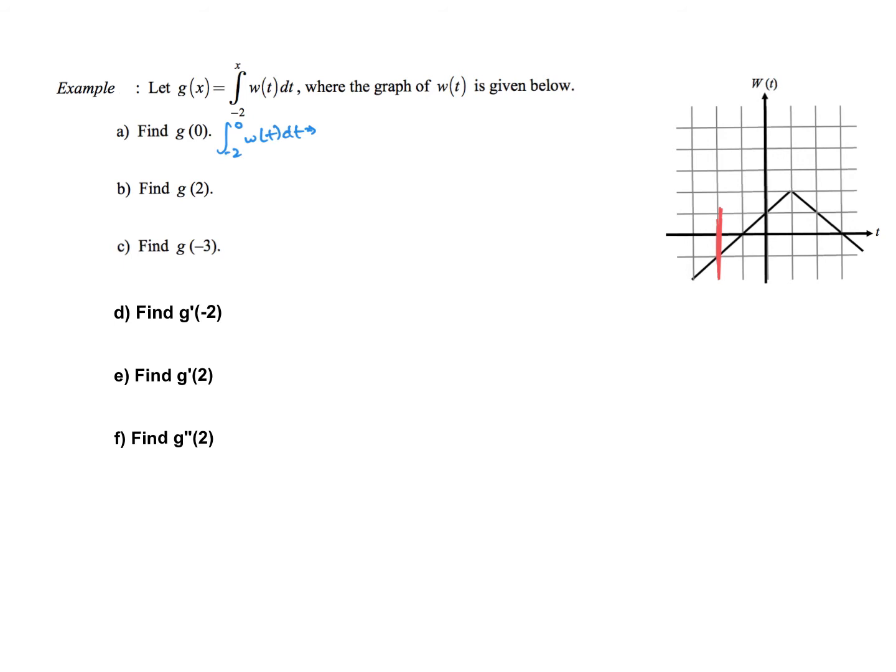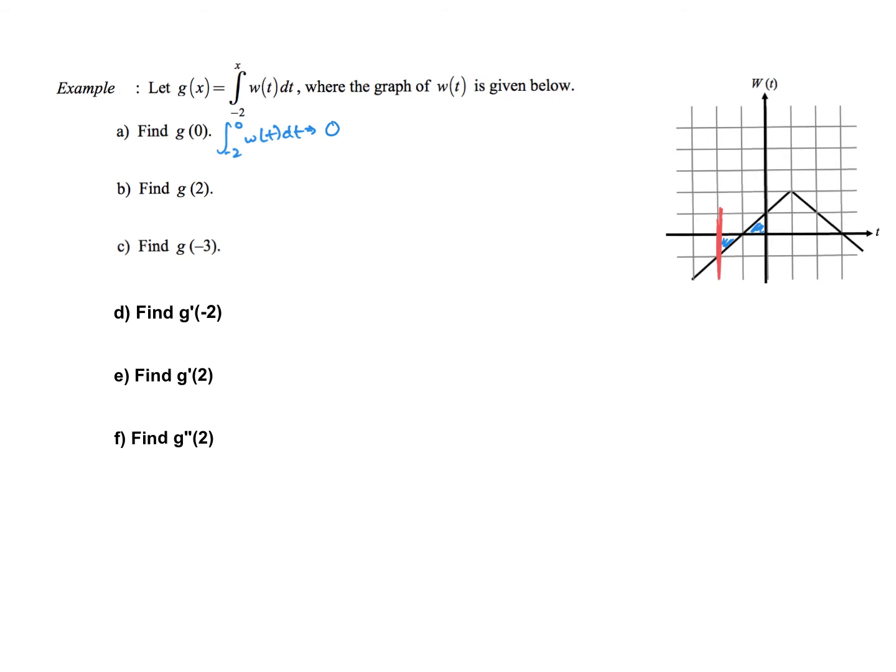If I'm going from negative 2 to 0, it would be this area and this area. The area before, right here, is negative, and then this is positive because I'm going to the right. It matches up fine. And so what happens to those areas? They cancel out. So what do I get? 0. I get 0.